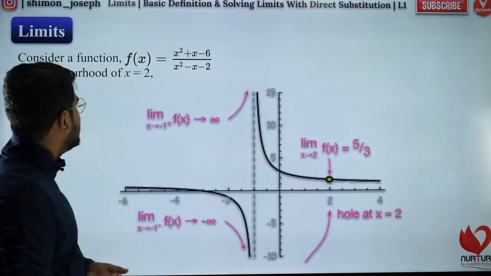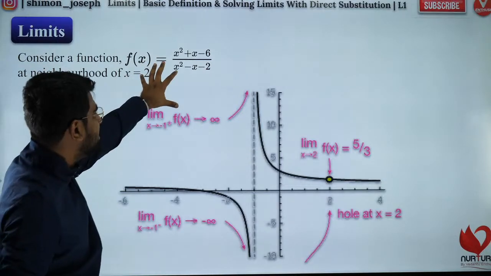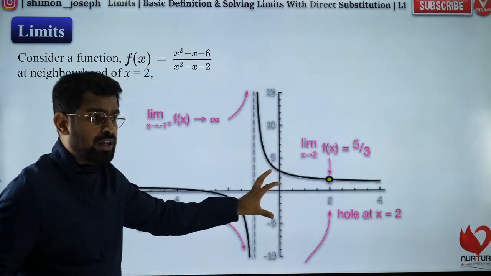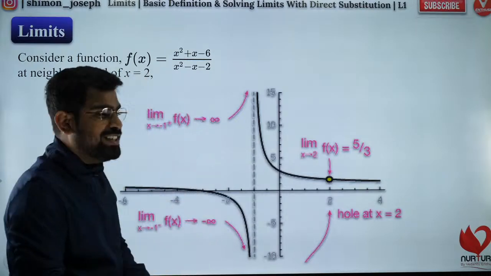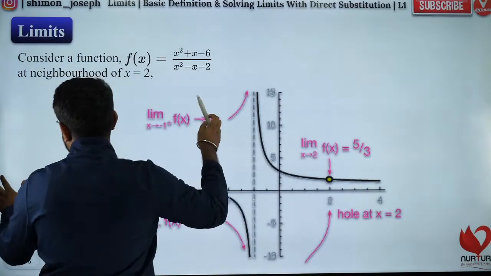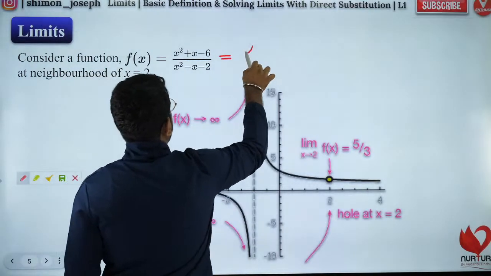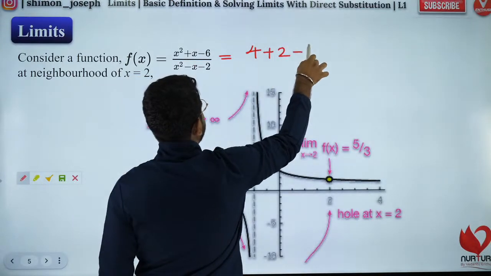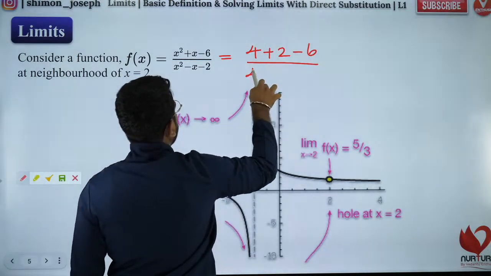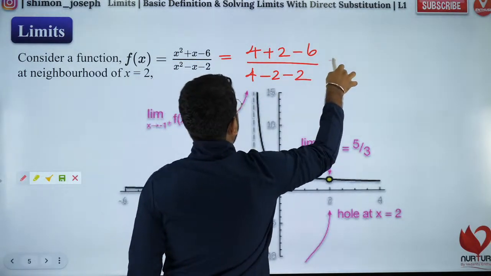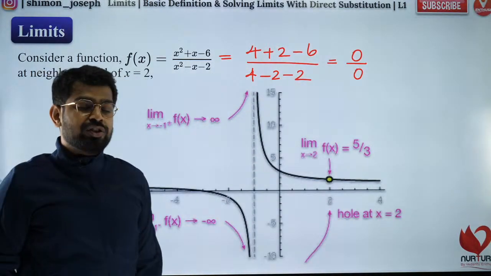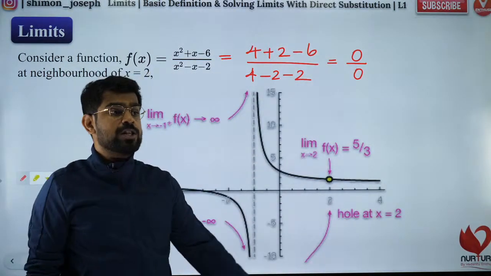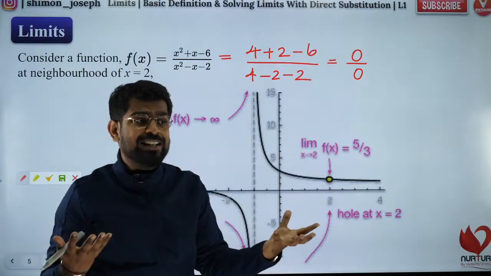So now people, let's look at this question. This question also I am trying to do the same. But here, Chari, you try to do what you did. If I directly substitute, what will happen? I will get 4 plus 2 minus 6 by 4 minus 2 minus 2. So what are you getting, Chari? You get 0 by 0. That is a problem because I cannot solve this. How can I find the value?